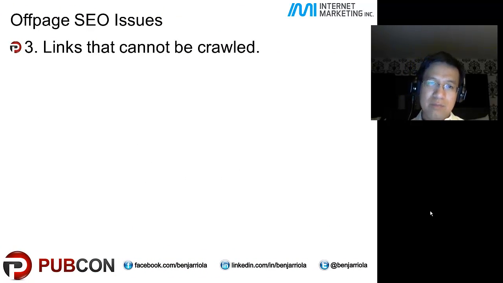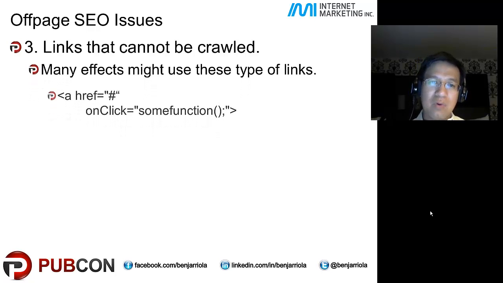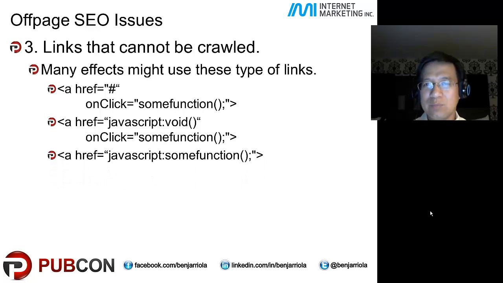So issue number 3, which is more of an off-page issue: links that cannot be crawled. Whenever you're using different types of effects, sometimes links are not coded properly. The href value would have various signs here. See here, you could see the pound symbol, JavaScript void, or JavaScript and some JavaScript function, and all of these are not ideal. There's no URL that search engines can crawl, but you're using it that way because you want to trigger some type of JavaScript event.